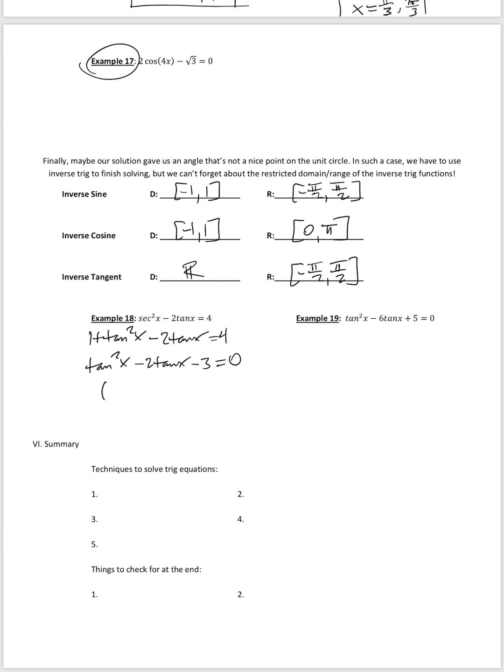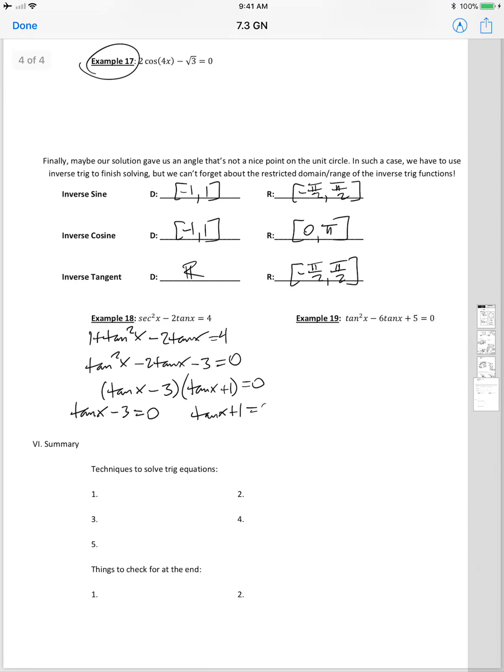Then I can factor this. Use whichever method you need to be able to factor, and then set each factor equal to 0. So tangent of x minus 3 equals 0, tangent of x plus 1 equals 0. Solve for tangent of x equals 3, tangent x equals negative 1. And now I am taking the inverse tangent of both sides.